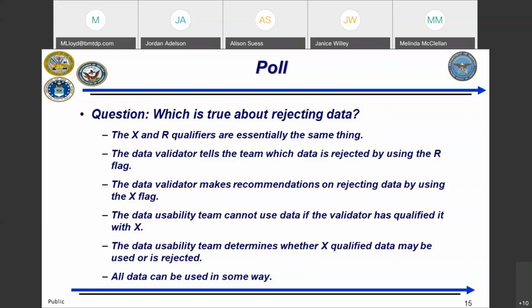Now, the last one, all data can be used in some way. I guess that depends on how you want to think about your data. There is some data that we mark R. This data can't be used. But maybe there are still lessons we can take out of that data. Why did the laboratory not spike that LCS compound? Was it just a mistake? Was there something missing from the QAP? Is that not their normal process and you've asked them to do something different? So maybe there's a lesson learned you can take from that. So I want us to think about that as well.